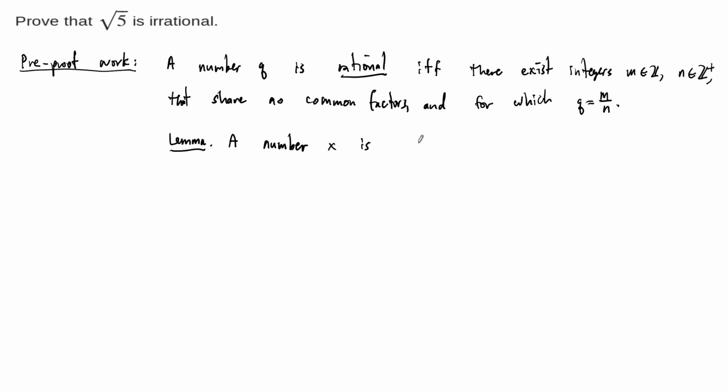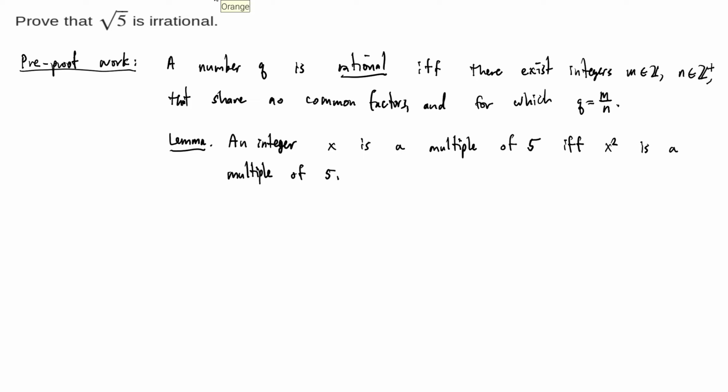a number x is a multiple of 5 if and only if x squared is a multiple of 5. Here I said a number. This is a convention in our book too. When we say number, we mean integer unless otherwise stated, but I'm going to state it clearly here. An integer x is a multiple of 5 if and only if the integer x squared is also a multiple of 5.